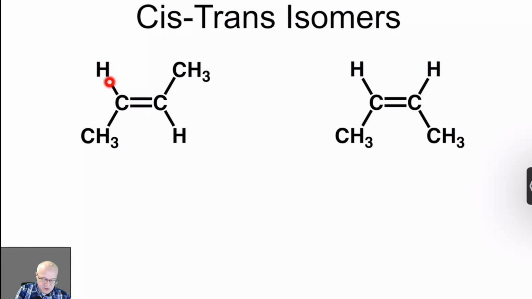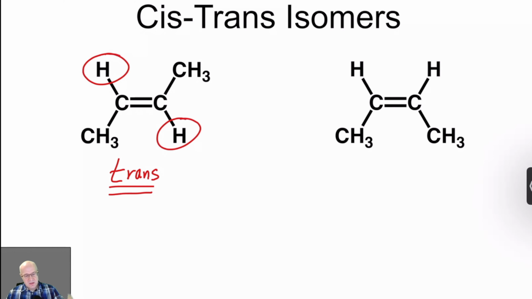Hydrogen on one carbon is going up. Hydrogen on the other carbon is going down. Now, it doesn't matter that it's up and down. What matters is that it's opposite. So we have this hydrogen on the top side of the double bond. This hydrogen's on the bottom side of the double bond. They are trans. That relationship is referred to as trans. One side, the hydrogen is going up, for example. The other side, the hydrogen is going down. This is a trans relationship.